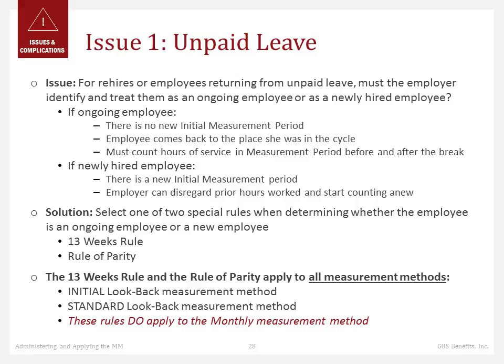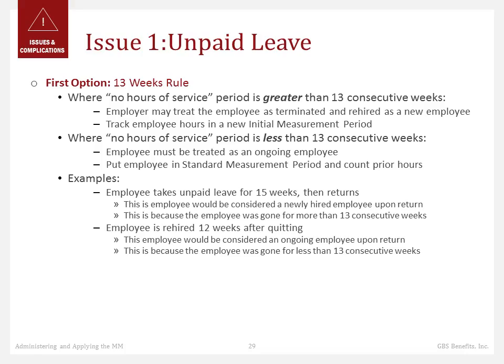The solution that the regulators came up with was that they provided two different rules, the rule of parity and the 13 weeks rule, and you can select which of these two rules you want to apply to your written measurement method policy. But again, these rules, the 13 weeks rule and the rule of parity, apply not only to the initial look-back and the standard look-back, but also to the monthly.